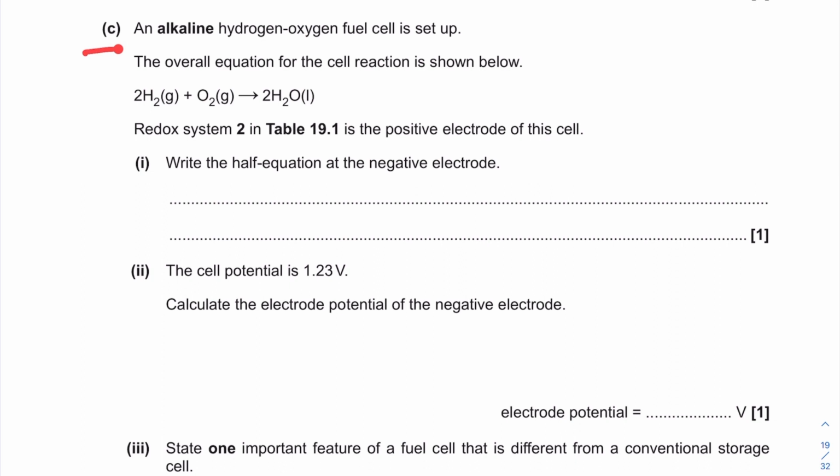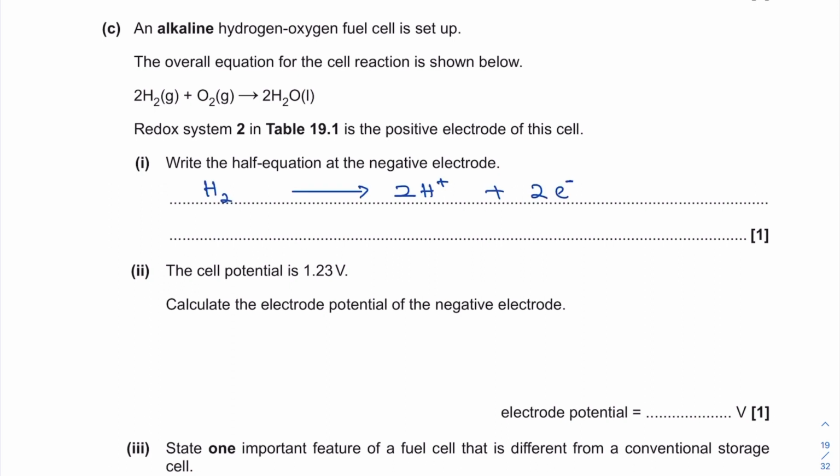And C, an alkaline hydrogen-oxygen fuel cell is set up. The overall equation for the cell reaction is shown below: 2 hydrogen gas plus 1 oxygen gas giving 2 water liquid. Redox system 2 in table 19.1 is the positive electrode of the cell. Part 1. Write the half equation at the negative electrode. Part 2. The cell potential is 1.23 volts. Calculate the electrode potential of the negative electrode.